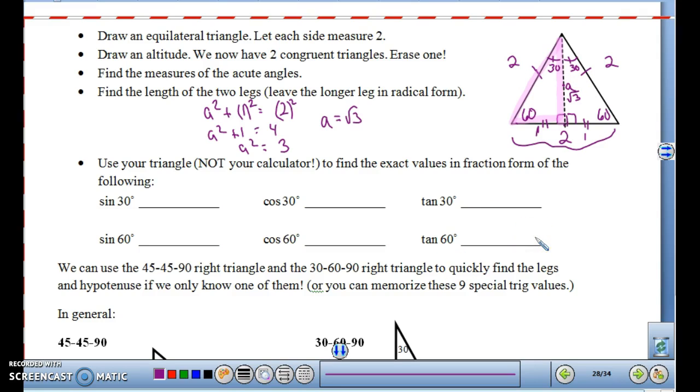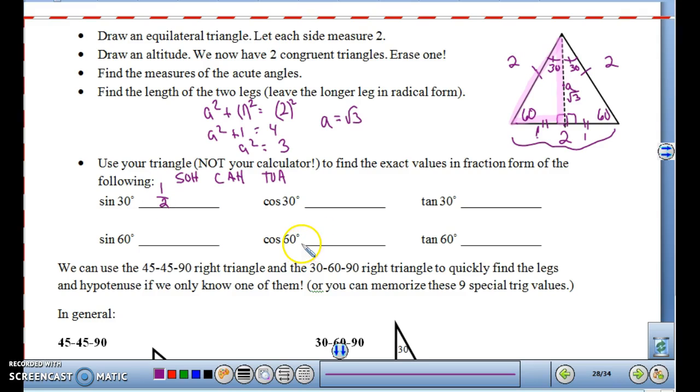Okay, so using the triangle, not your calculator, find the exact values in fraction forms of the following. The sine of 30. All right, remember SOHCAHTOA. So we go from the 30-degree angle, opposite over hypotenuse. Here's the 30, opposite is 1, hypotenuse is 2. So this is going to be 1/2.